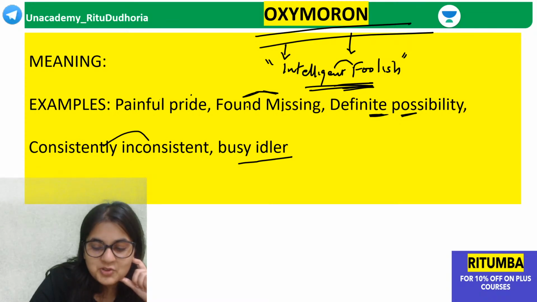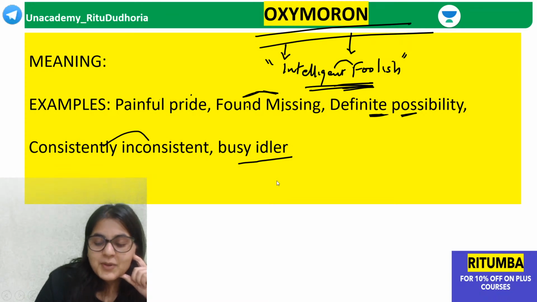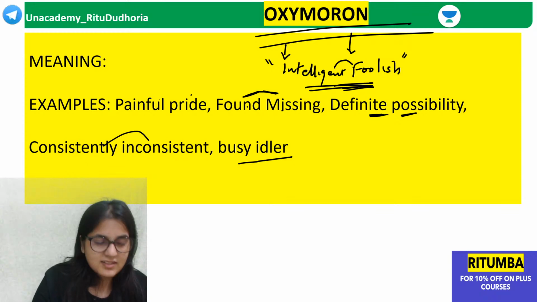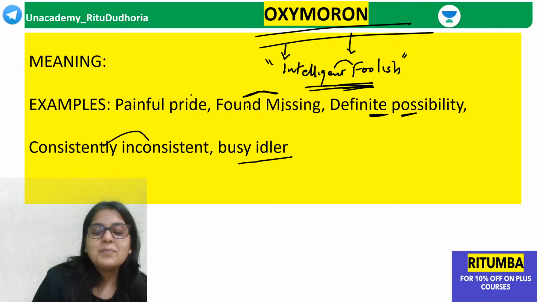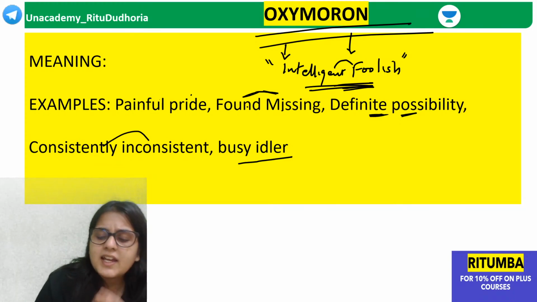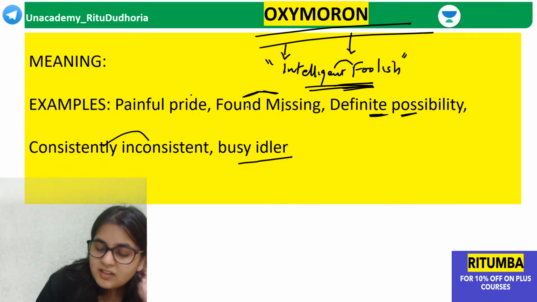You're intelligent, foolish, Shubha. Okay, did all of you understand this, guys? Jaise bit found missing, definite possibility, consistently inconsistent, busy idler, as a joke, happily married. So all of these are basically oxymorons. Clear? Okay, guys, are you all following? Yes or no? If you don't understand anything, please ask me to repeat.